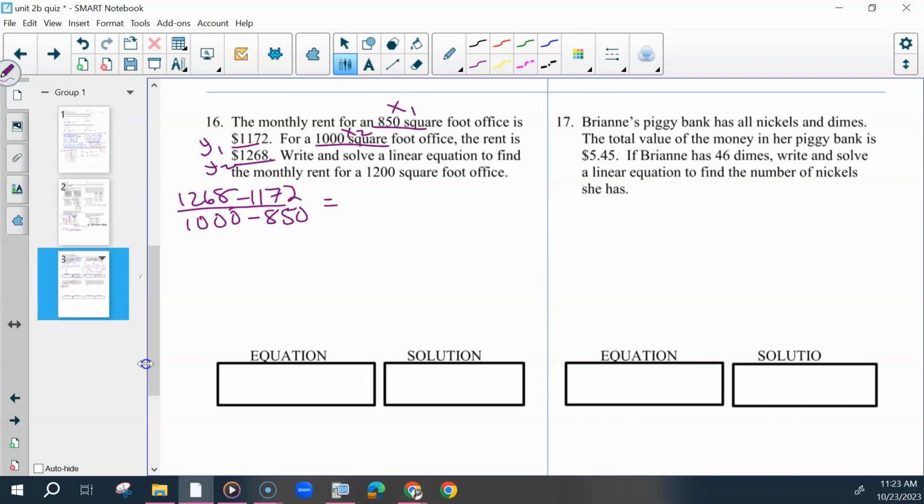That was 96 over 150, which simplified to be 16/25ths. Or you could put the decimal, 0.64. So either or for that. And then if you were trying to find your equation, you could use either of those ordered pairs and do your point slope. So let's say I do the first set. So y minus 1172 equals, I'm going to just use the decimal here, 0.64 times x minus 850.